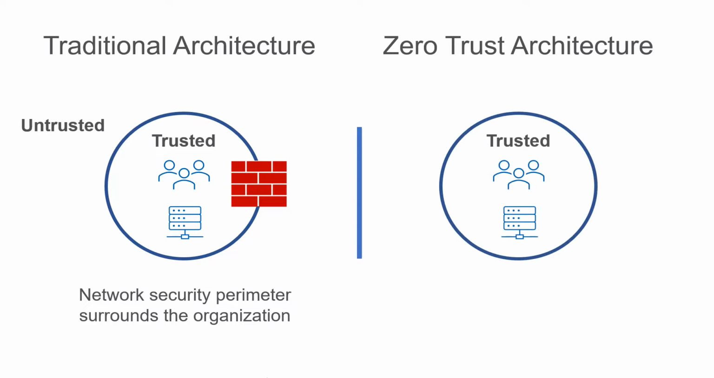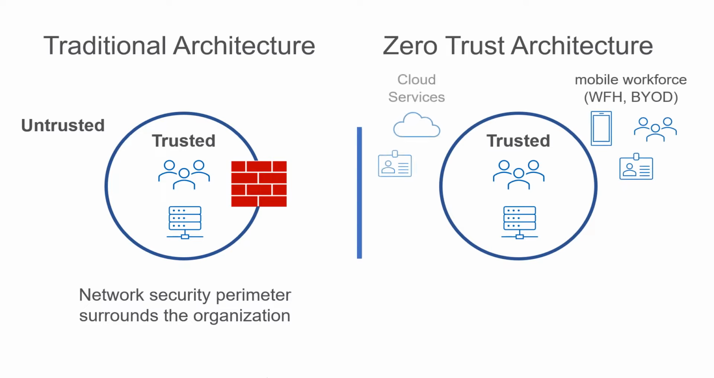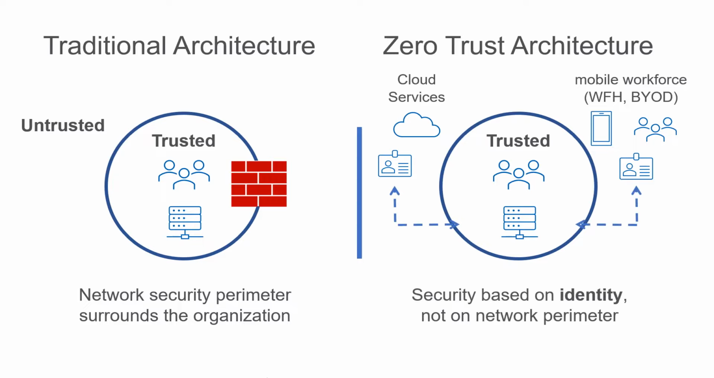And when we compare that alongside zero trust architecture, where identity is the perimeter, our mobile workforce, workers working from home, bringing their own devices, all of these items, cloud services, cloud apps, everything is untrusted by default. Security is based on identity, not on a network perimeter.